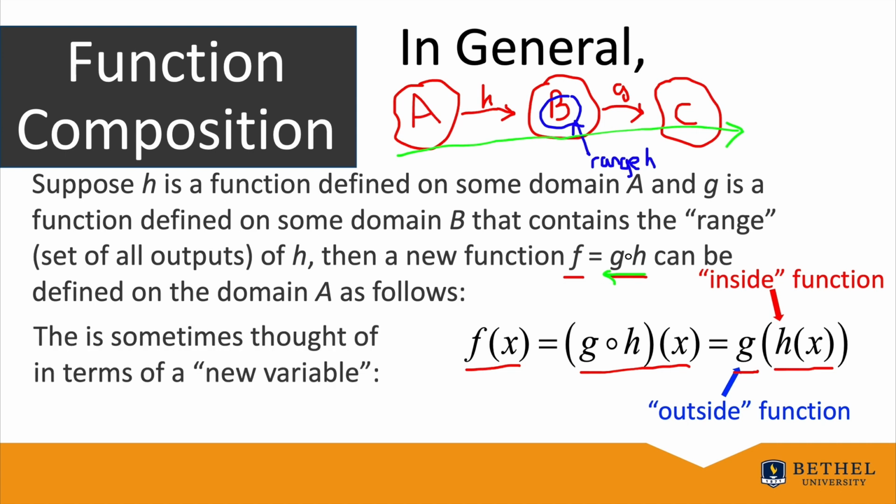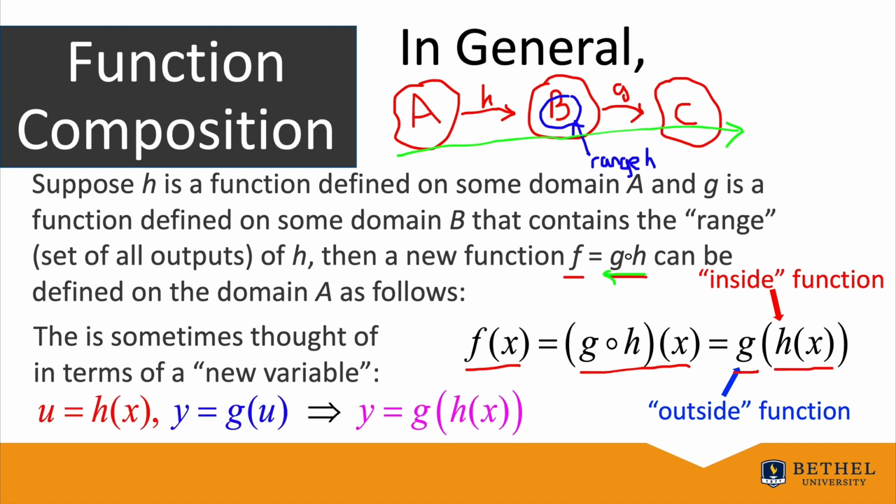Sometimes, especially in applications of calculus, this is thought of in terms of a new variable. That new variable might represent some other real-life quantity. Here we'll call the new variable u. U equals h of x and y equals g of u. If we replace u with h of x, we get that y equals g of h of x, g compose h of x.